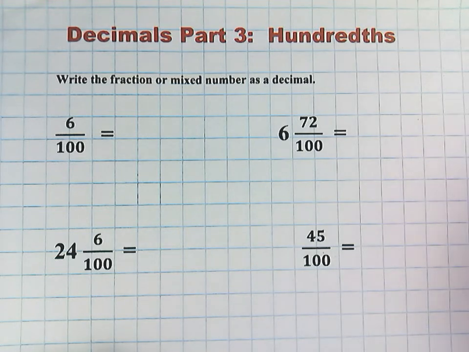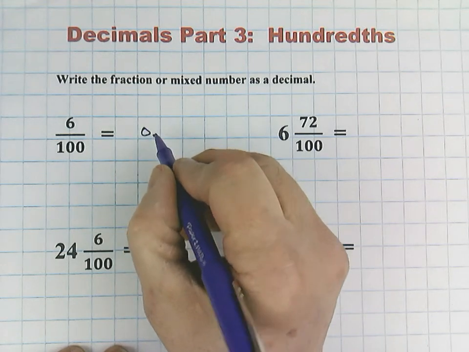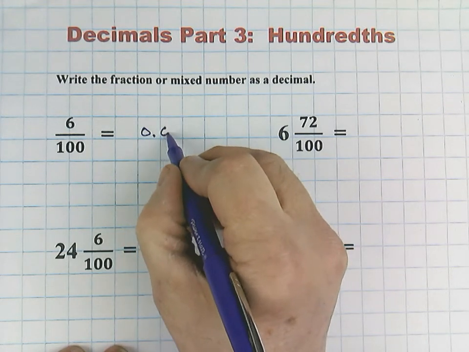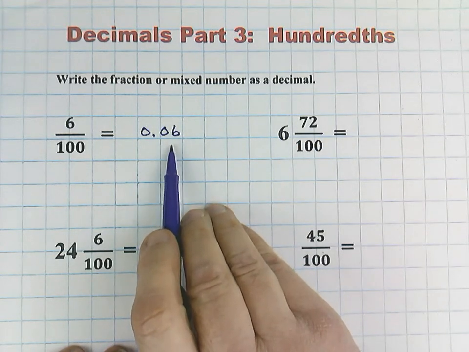Okay, I'm going to ask you to pause, write the fraction or mixed number as a decimal. Go ahead and pause. See how you do. All right, how'd you do? 6 hundredths would be 0 decimal. Am I going to put the 6 here? No, we're going to put the 6 here in the hundredths, right? So this would read as 6 hundredths.